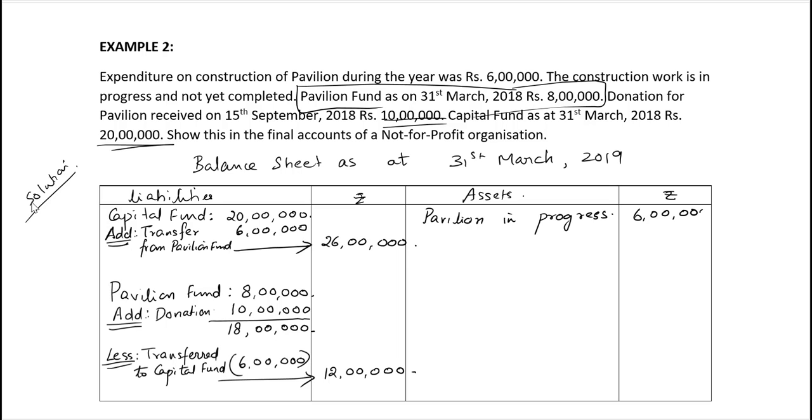So this is the way we will deal with any capital expenditure out of the fund. We need to deduct the amount from the fund, the capital expenditure. The same amount needs to be added to the general fund or the capital fund and also shown as an asset in the balance sheet of the firm.